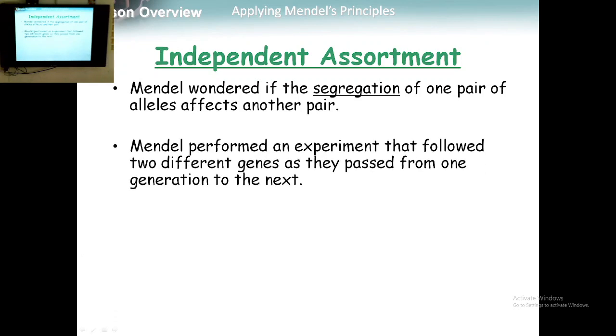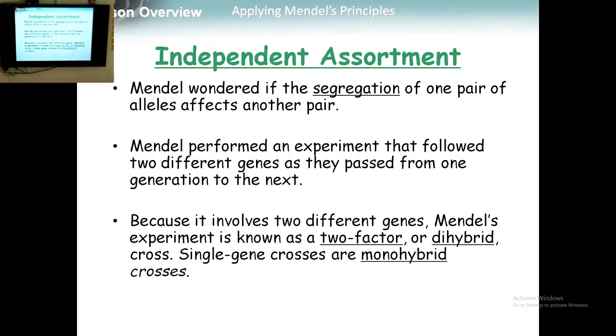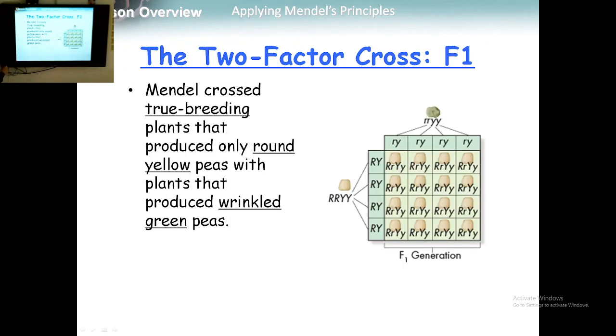Mendel performed an experiment that followed two different genes as they passed from one generation to the next. So he studied now a two factor cross, two phenotypes, two genotypes, and he studied these genotypes together from one generation to the next. Because it involves two different genes, Mendel's experiment is known as a two-factor or dihybrid cross. You have to know that. A single gene cross is called a monohybrid cross, but we mainly need to know the two-factor or dihybrid cross.